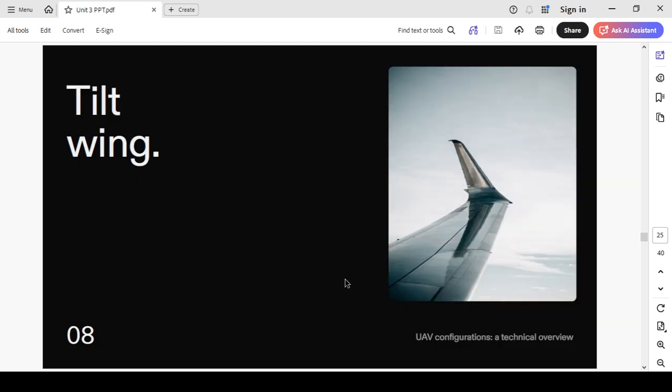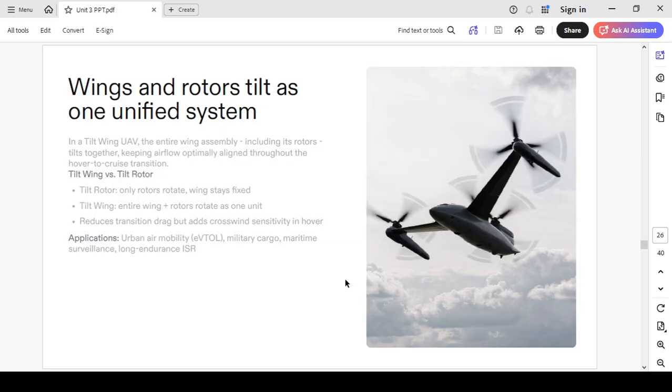Coming to the tilt wing, as we have seen the tilt rotor, now this is the tilted wing, where the wings can be operated using a motor plus a wing. This arrangement looks like this, where the wings can be blended and will act like the legs of your drone. Once it has taken off, it will be cruising using the wing. So in a tilt wing UAV, the entire wing assembly including the rotors tilts together, keeping the airflow optimal and aligned throughout the hover to cruise transition.